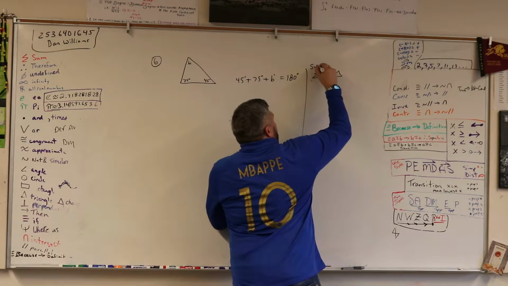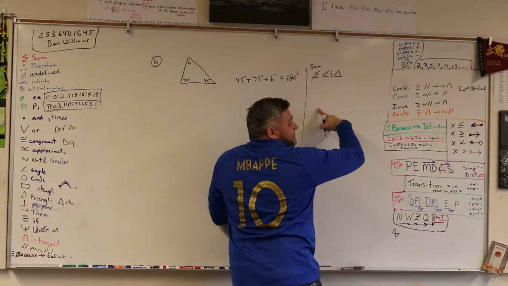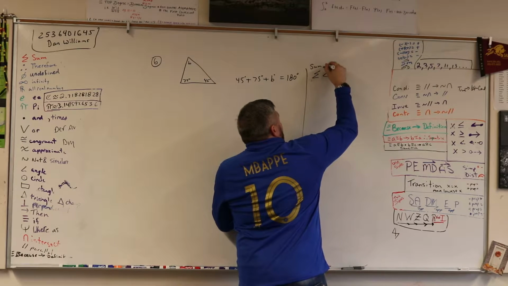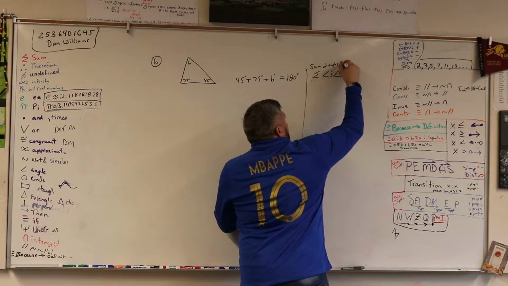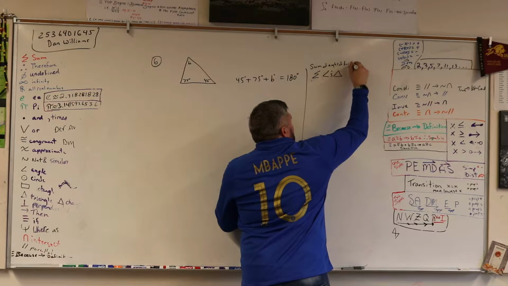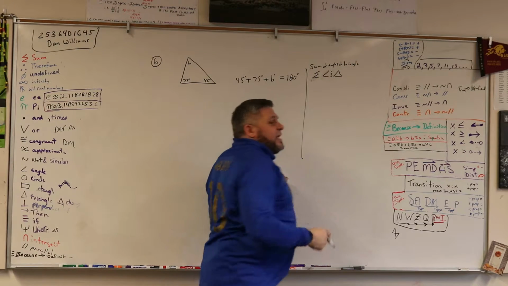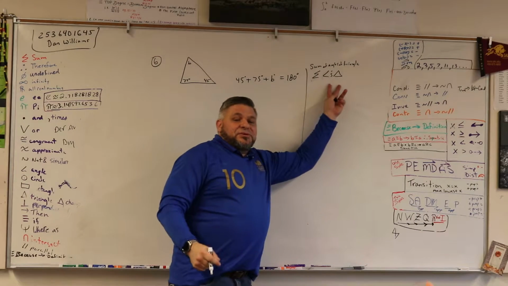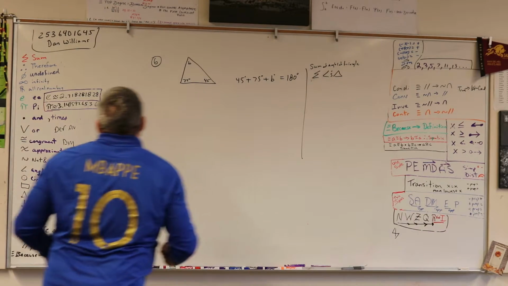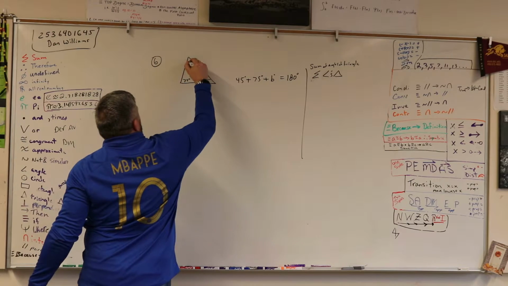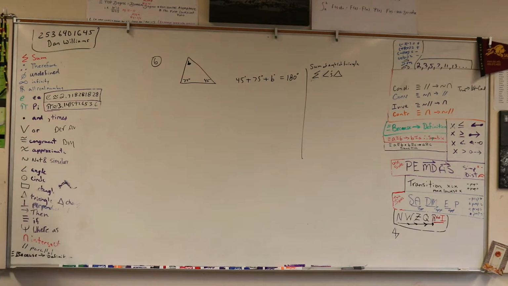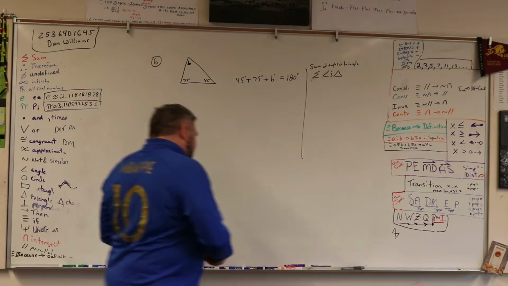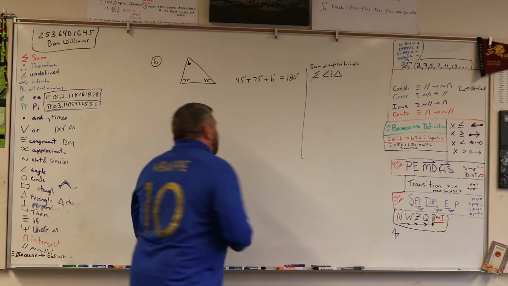The sum, S-U-M, of the angles of a triangle. So if you want to write it in words, you can, but I'm a symbols guy. Is that a 10 up there in the top of it? No, that's a B. Okay, alright, so what's our first step?